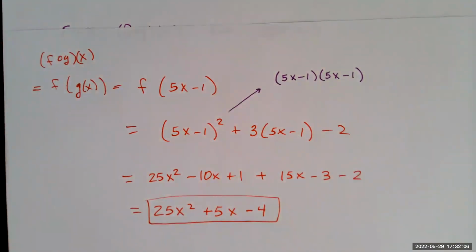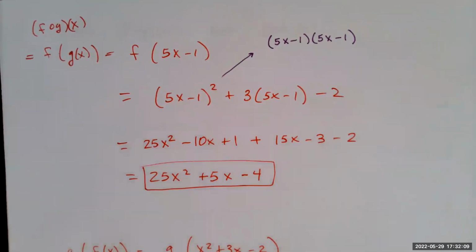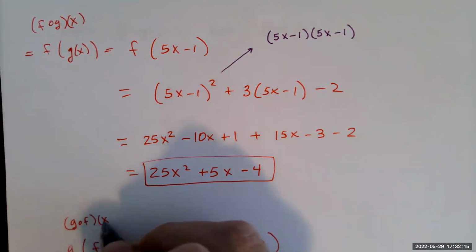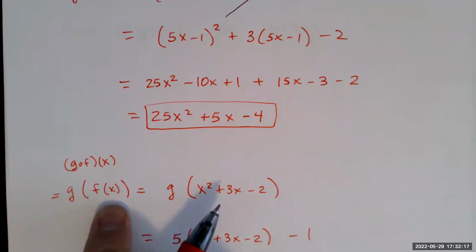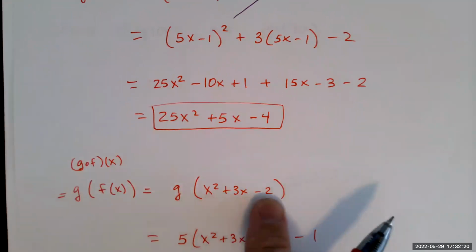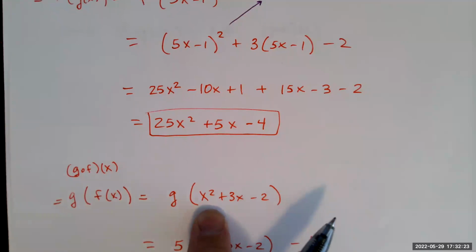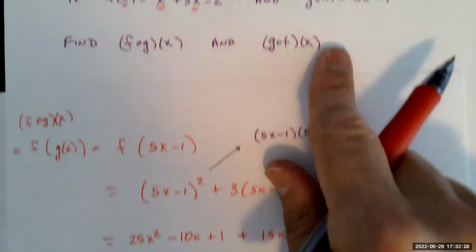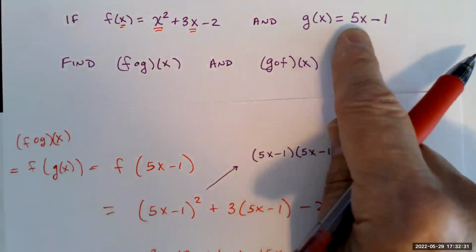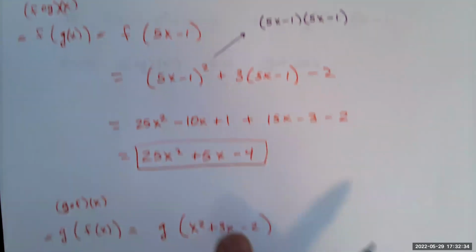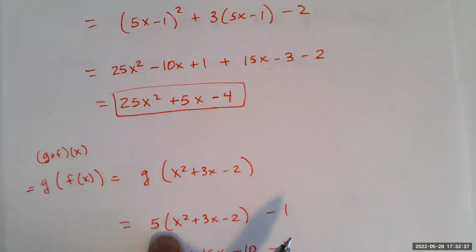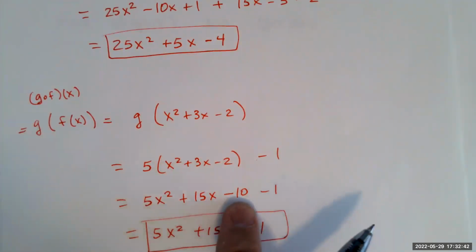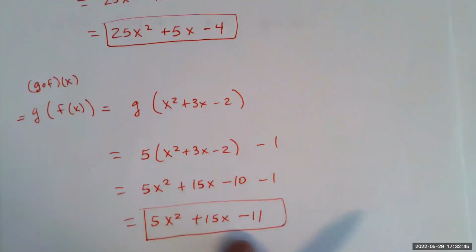Well, what about G circle F of X? Well, that is by definition G of F of X. Well, now we're going to plug the function F of X, so remember, this is the rule for F of X, x squared plus 3x minus 2, into the function G. So remember, the function G was just whatever you plug in, you multiply by 5 and you subtract 1. So this is fairly easy here. We take all this, multiply it by 5, and then we're going to subtract 1. Distributing the 5 through gives me this. Combining the like terms gives me that.